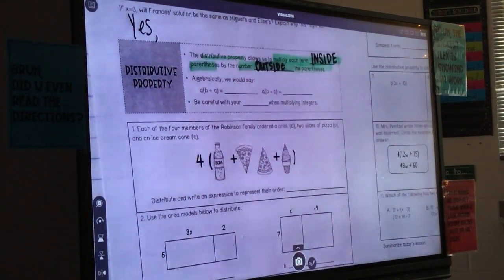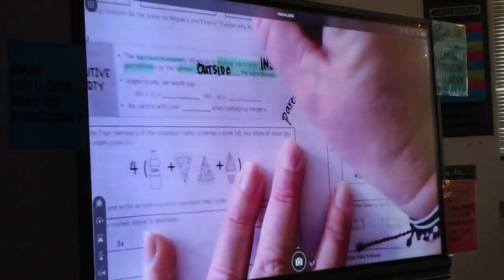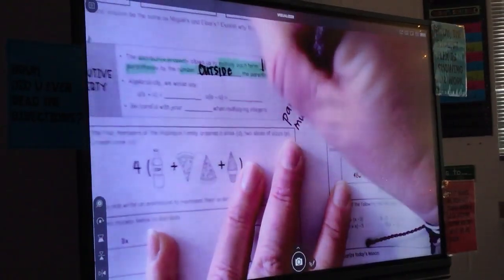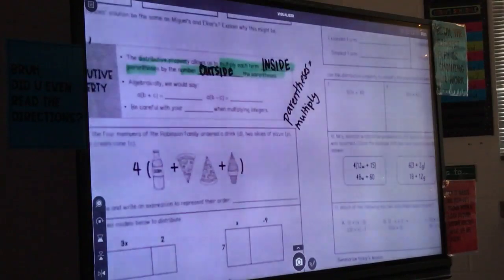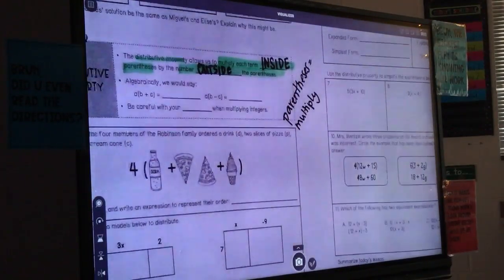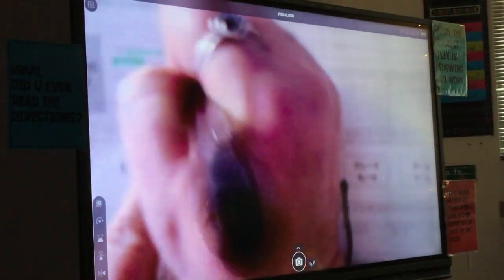So over here, somewhere on your paper, I want you to write parentheses equals multiply. So when it says distributive property, your parentheses are not what you do first. It means you're multiplying. That's going to be the hardest thing for us to separate. So this actually becomes, and I'm going to put it in parentheses, A times B plus A times C.